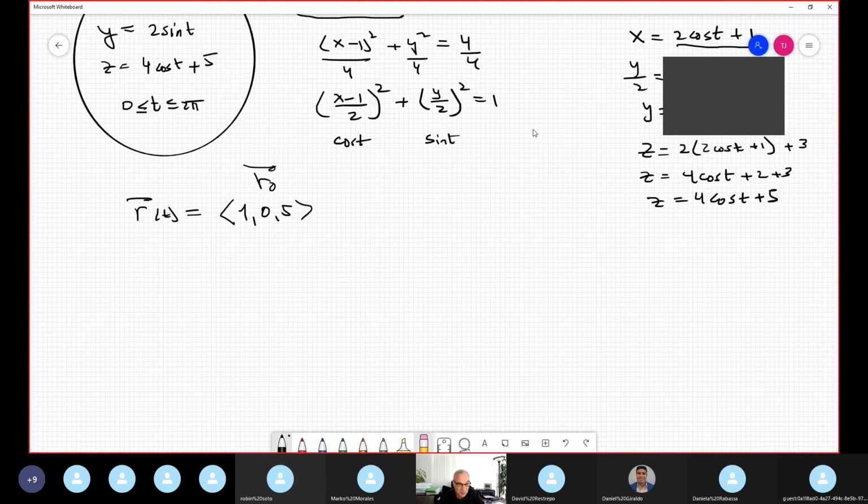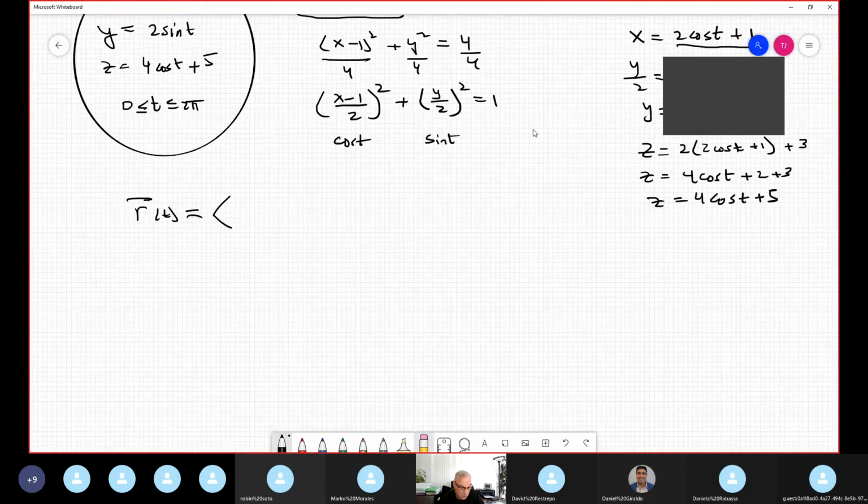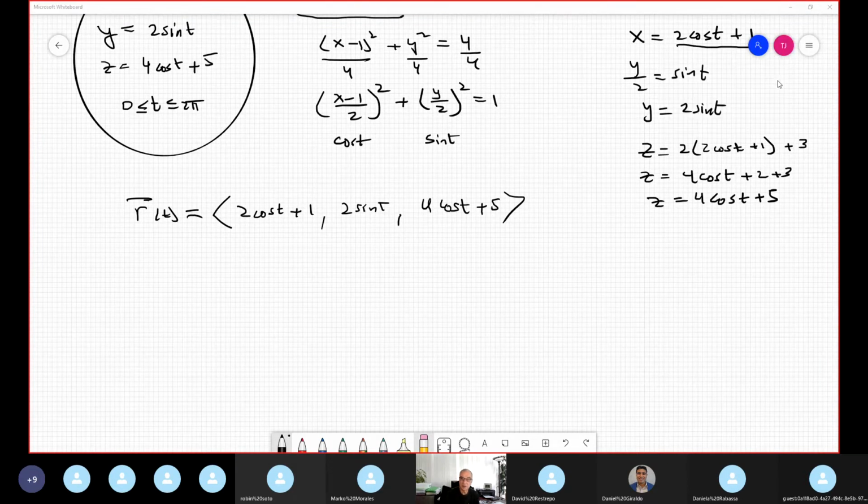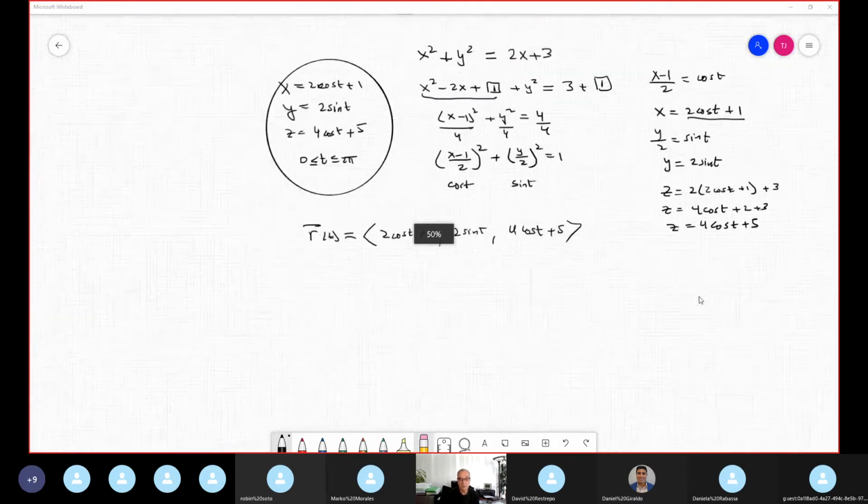Guys, either way. Suppose you don't like this way. Okay, no problem. This is cosmetic. You express it like that: you copy the vector and you copy x. x was 2 cosine t plus 1, comma. y is 2 sine t, comma. And z is 4 cosine t plus 5. End of story. You can separate it like r naught, but no, it's okay. Let me try to make it easy. Any question?